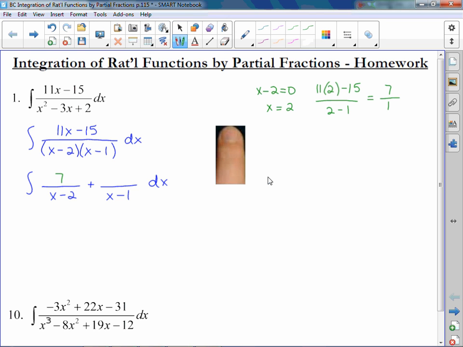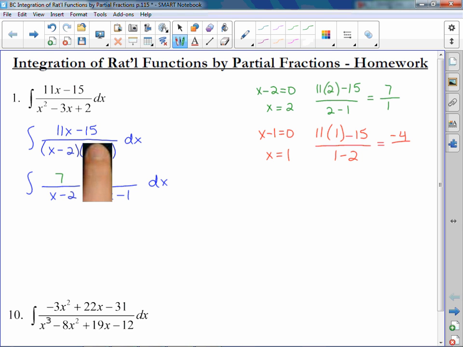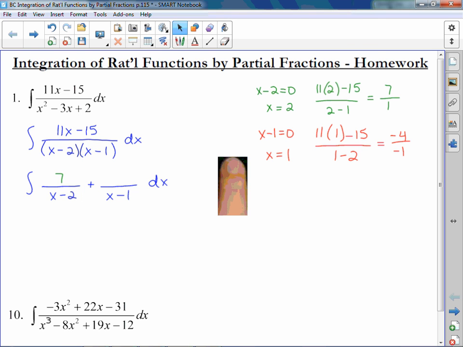Now we're going to do the same thing with the x minus 1. We set x minus 1 equal to 0, and obviously x equals 1 is the number we're going to put into our rational function after we get rid of the x minus 1. We have 11 times 1 minus 15 over 1 minus 2, which gives me 11 minus 15 is negative 4 over 1 minus 2 is negative 1. So I'm going to put a positive 4 on top.